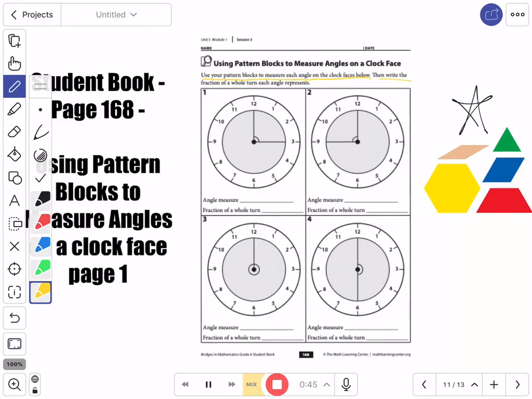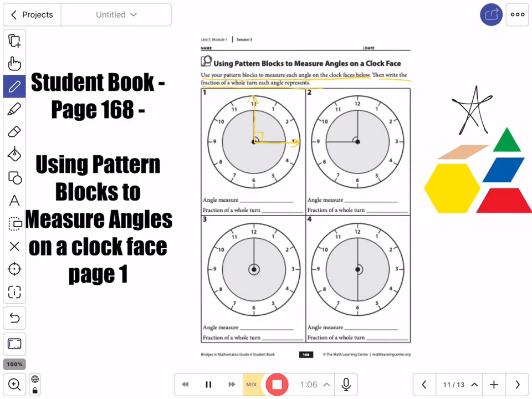We're going to skip that page, and you're going to do that one on your own, and then we're going to go to the next page. So anyway, I don't want to confuse you, but the directions are to use pattern blocks to measure each angle on the clock faces below. Then write the fraction of a whole turn around that it represents. Okay, so I want you to think about this for a second here.